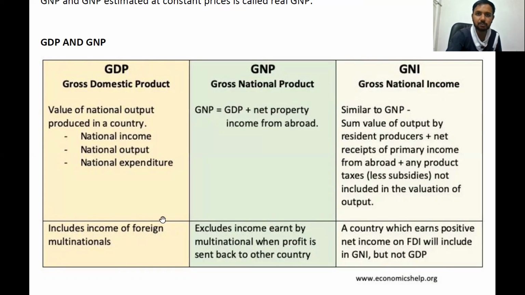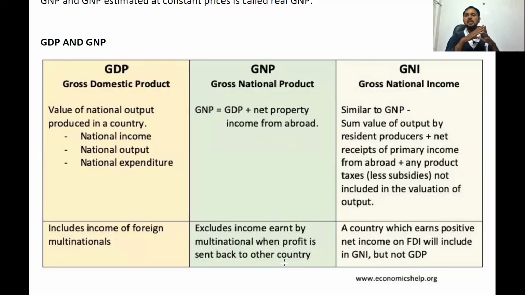Now guys, we will see what is GNP, gross national product. Gross national product focuses on the nationality of a person. So a person must be a citizen of our country, then it will be considered in it. GNP means GDP plus net property income from abroad, excluding income earned by multinationals when profit is sent back to another country. So guys, what is GNP?